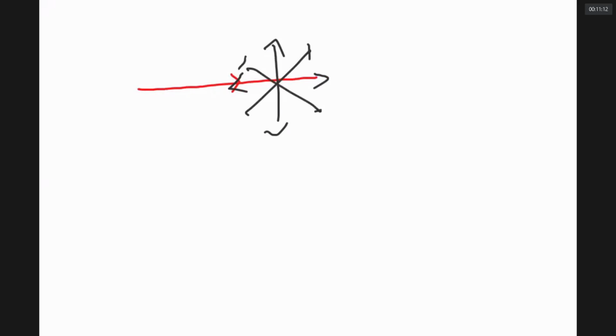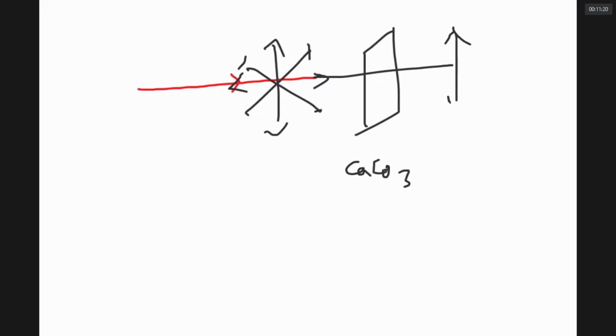Ordinary light coming from the sun has the ability to vibrate in how many directions? All directions. Infinite directions. When the light is passed through a prism made with CaCO3, a Nicol prism, the outcoming light can vibrate in only one direction. That is called plane polarized light.